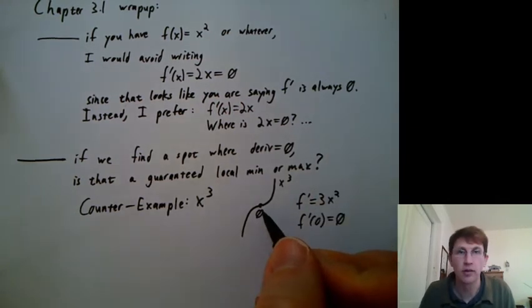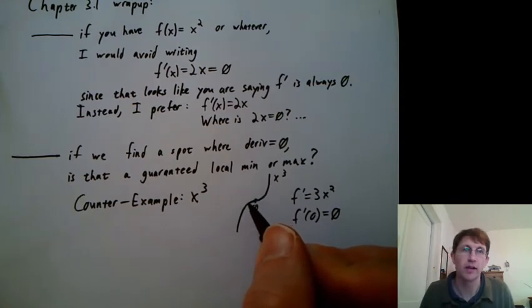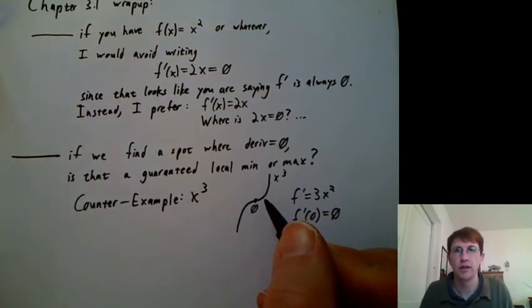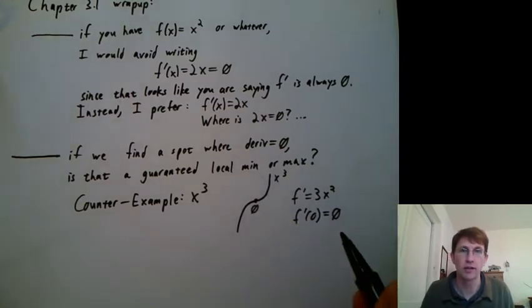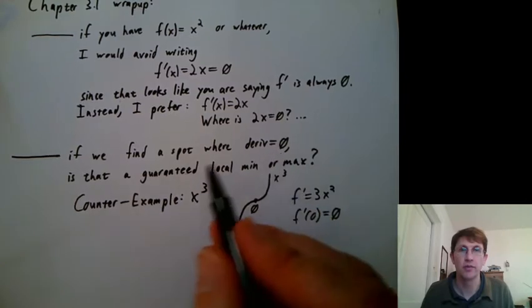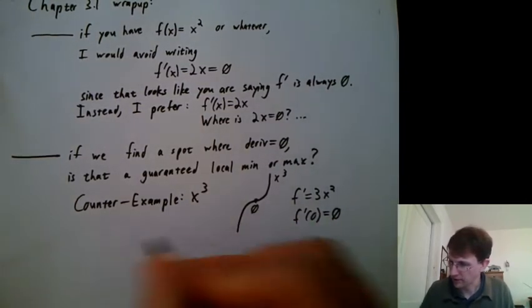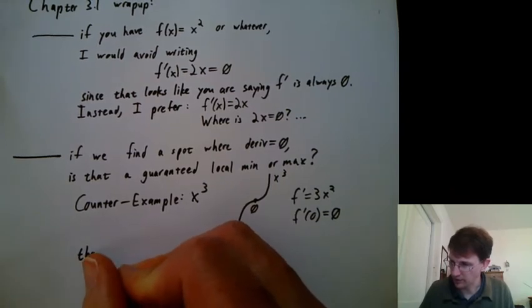Is that a local min or local max? Well, is it larger than all the points nearby? Well, it's larger than all the points to the left, but smaller than all the points to the right. So that's why it's not a local min or a local max. So we can say a spot where the derivative is 0 is not guaranteed to be a local min or a local max. We can say this is a saddle point, that's the name of it.